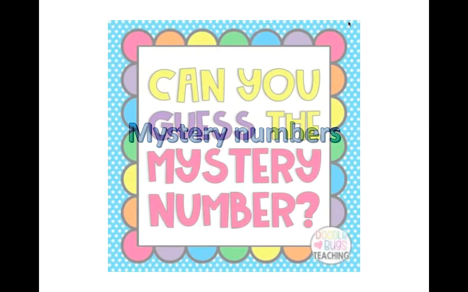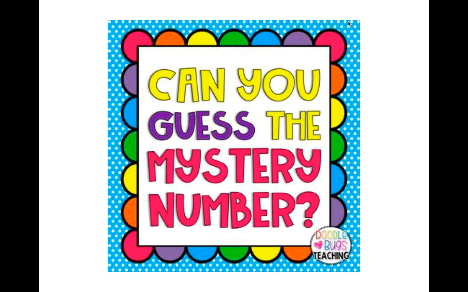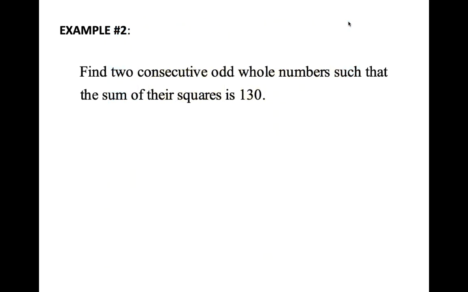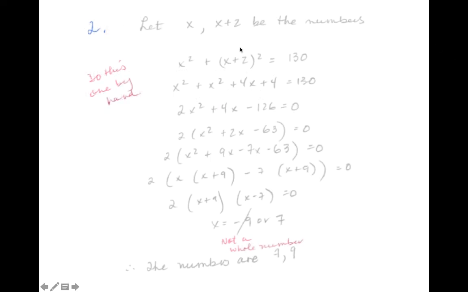The second type of question that we did in this one and the last one was mystery numbers, where you're being asked to find the number that's described. Find two consecutive odd whole numbers such that the sum of their squares is 130. Now here comes the first type of question where you have to tell us what variable you're going to use. So I chose to say let x and x plus 2 be the numbers, keeping in mind that if x is the first one, the next odd number to it will be 2 away from it. And then I translate what they tell me in the question, where the sum of the squares, x squared and x plus 2 squared, is 130.